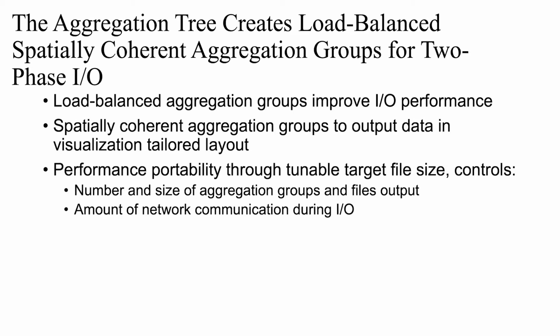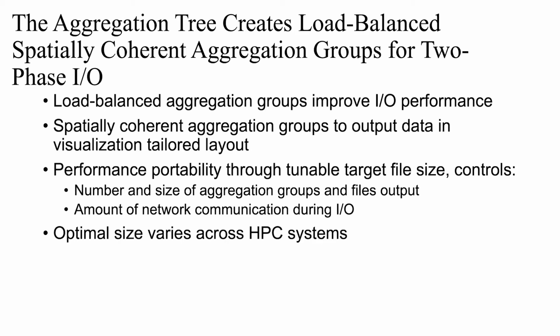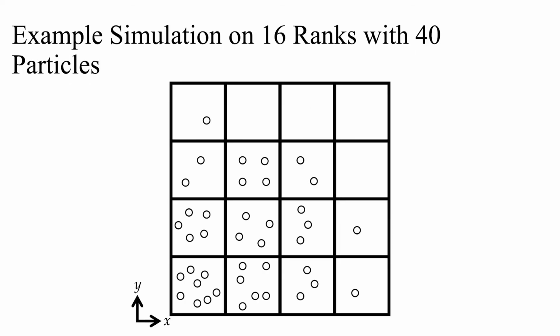Performance portability is achieved through providing a tunable target file size, which controls the number and size of aggregation groups and the number and size of files output, and also directly affects the amount of network communication that takes place during I/O. The optimal size varies across HPC systems depending on the I/O system used by that hardware and the network topology, for example. And it's exposed as a tunable parameter for this reason.